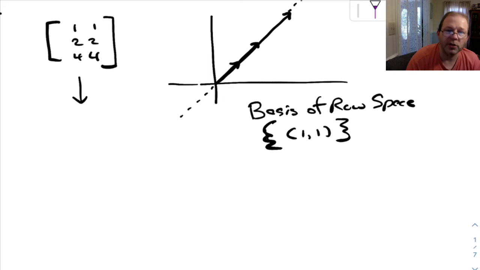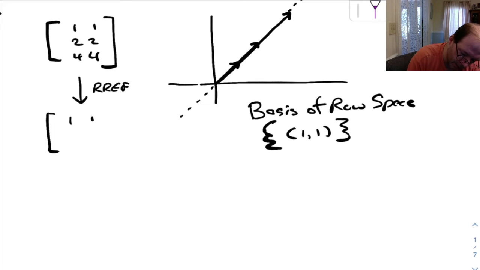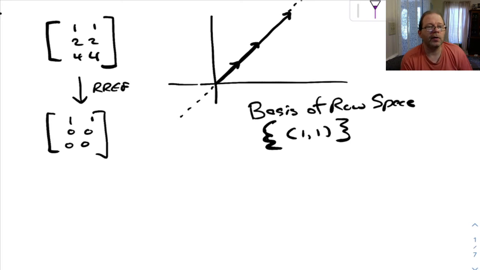And truthfully, we could use any of those vectors. We could use 2, 2 if we wanted as well. But notice 1, 1 is what we get if we were to row reduce this thing. We get 1, 1 there, and the other two rows get zeroed out. And it's because they're linear combinations of 1, 1. Or, I'm sorry, they're just multiples of 1, 1. Let's do another example.